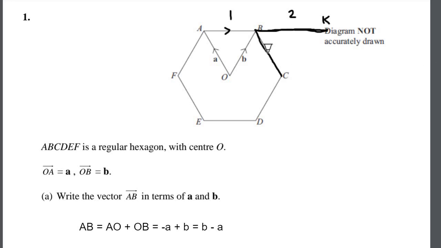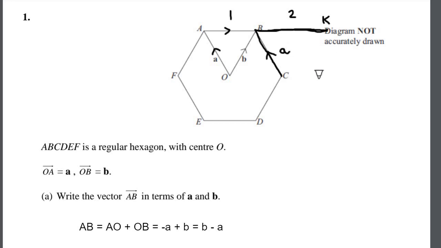Now, if you notice, the vector CB and the vector OA, these two are of the same size and they are parallel. They are in the same direction. So when two vectors are of the same size and they are in the same direction, they are parallel, then these two vectors are equal. So we can easily say that the vector CB is also A.